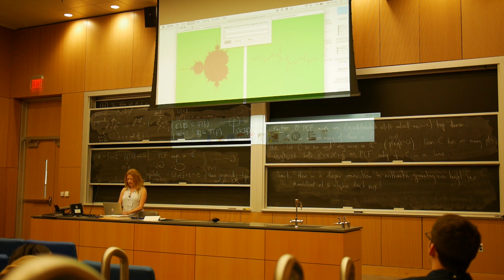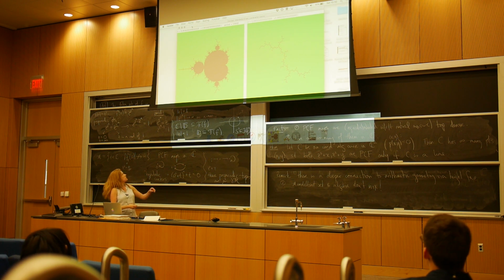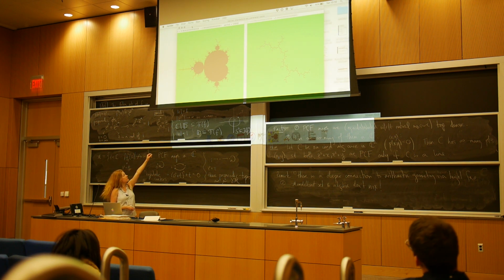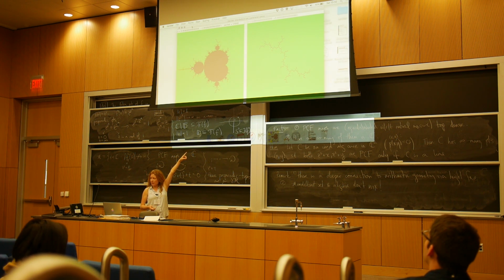Let's go back to I. Okay? So what is happening? The yellow cross on the left-hand side is at the parameter I inside the Mandelbrot set, because I mentioned to you that it's actually a PCF map. On the right-hand side is the Julia set of z squared plus I.